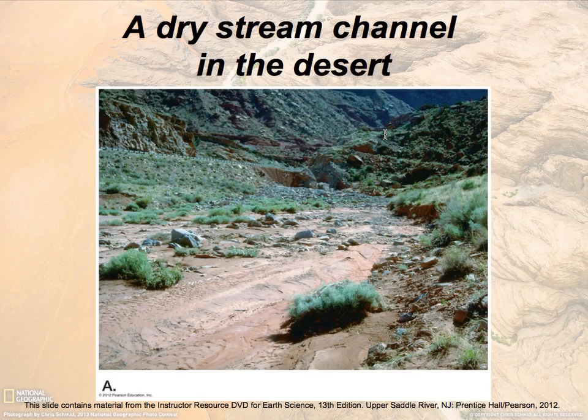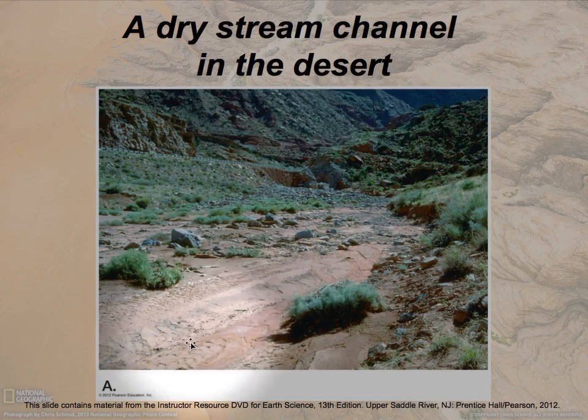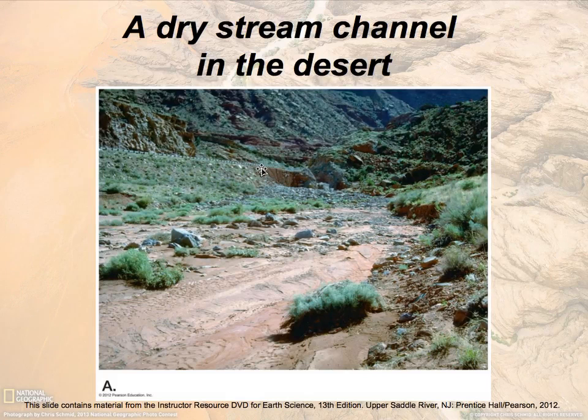This is an image of a dry stream bed. You can still see features of water flow. You can see ripples down here. You can see channelization with these walls on the side. So it looks like a stream, but it just doesn't have water in it.